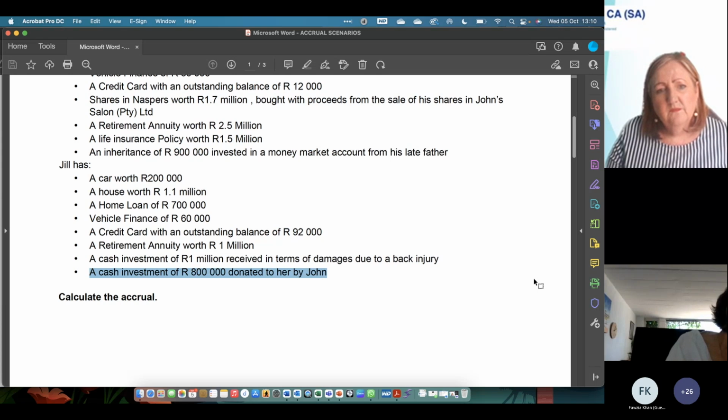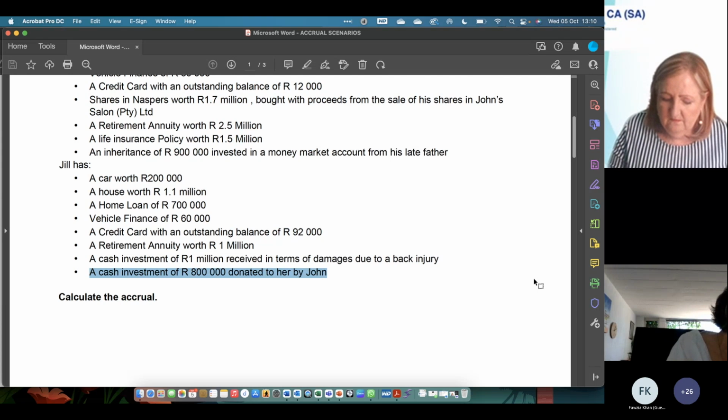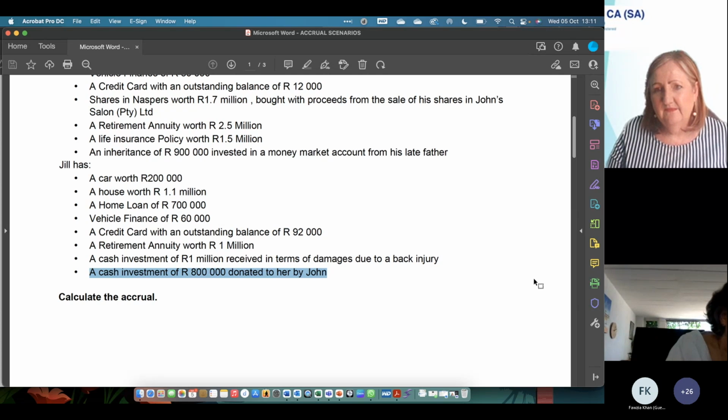Because Section 5(2) says in the determination of the accrual of the estate of a spouse, a donation between spouses, other than a donation mortis causa, is not taken into account as either part of the donor or part of the donee. So those are our exclusions.